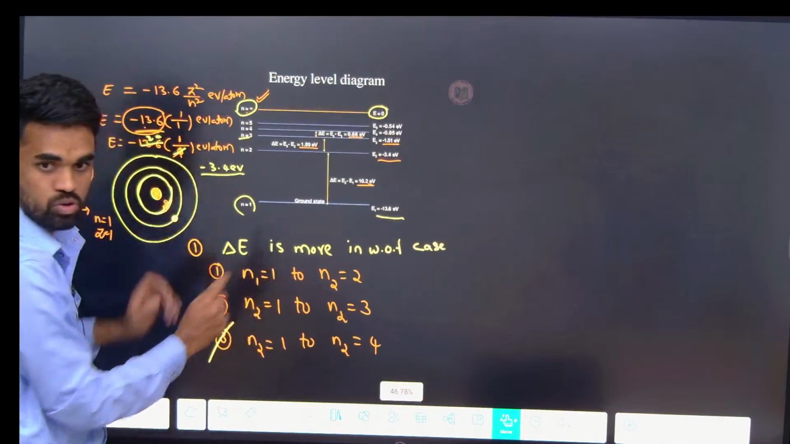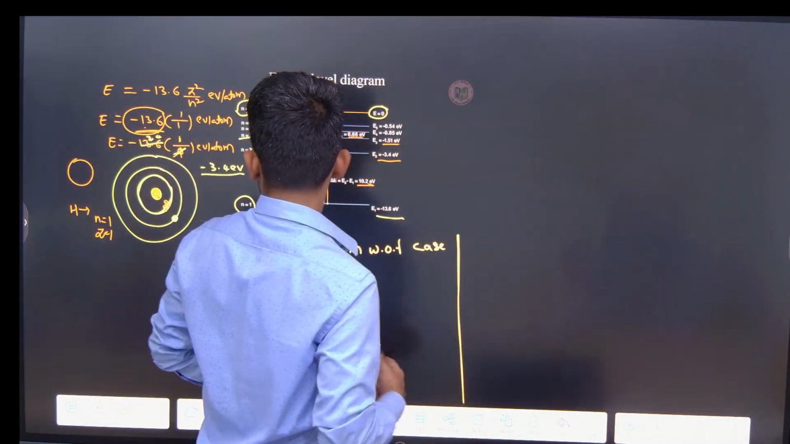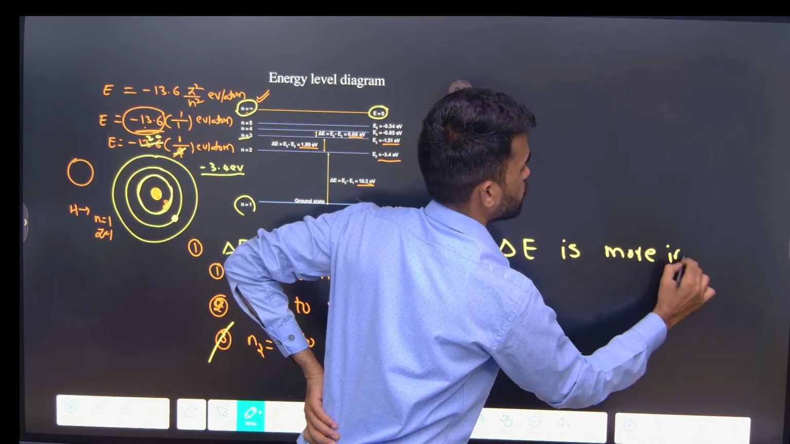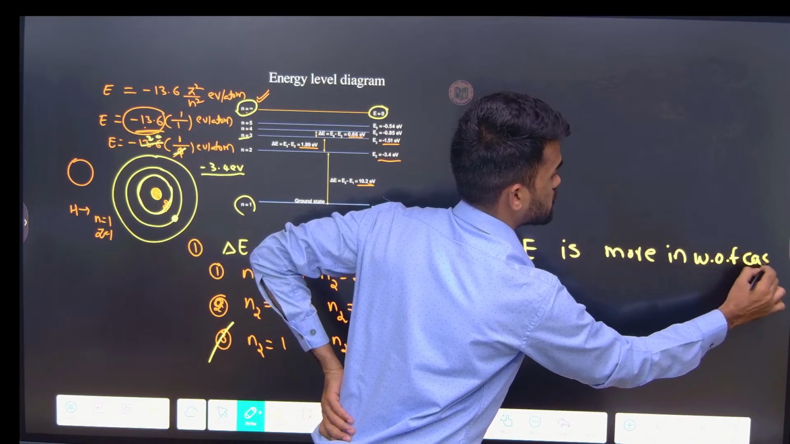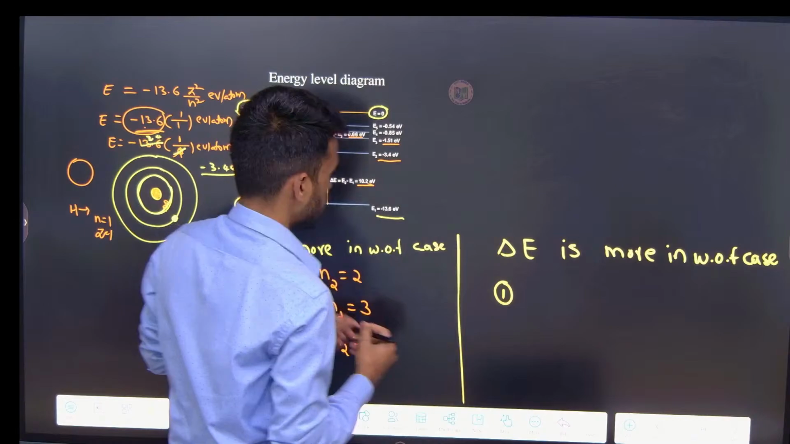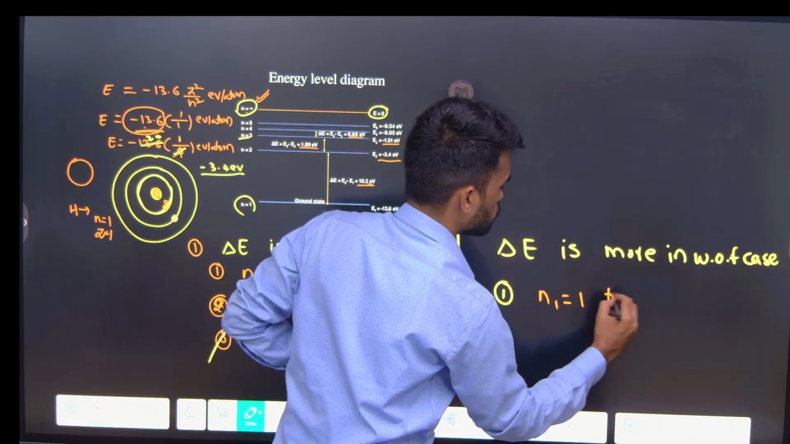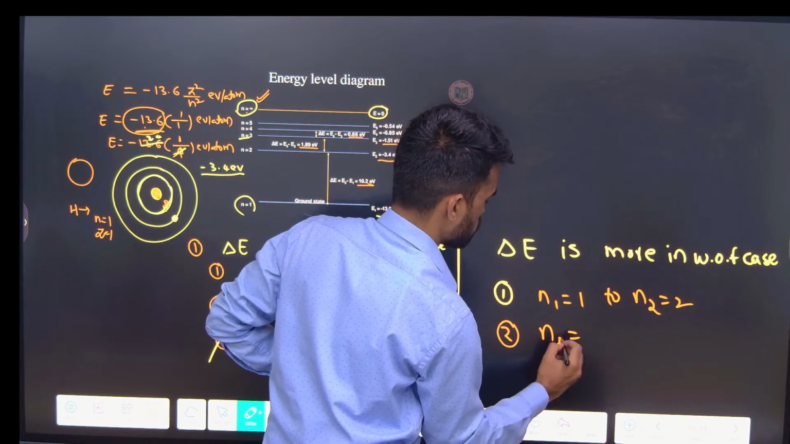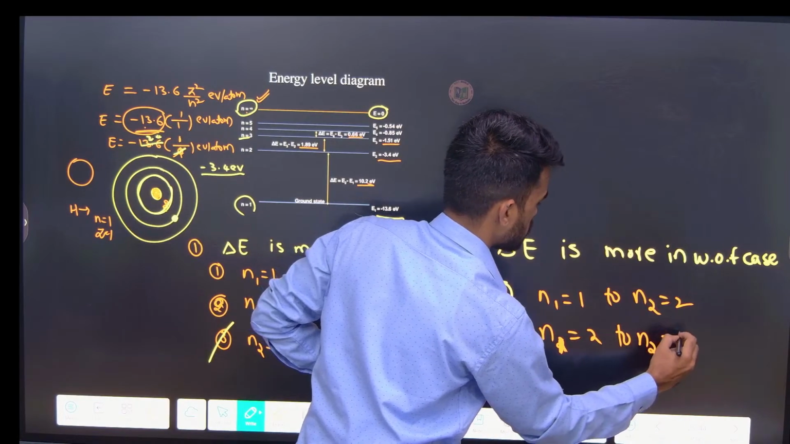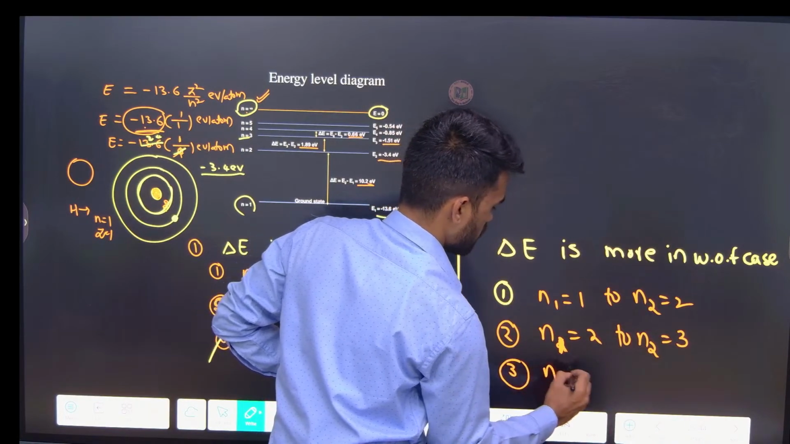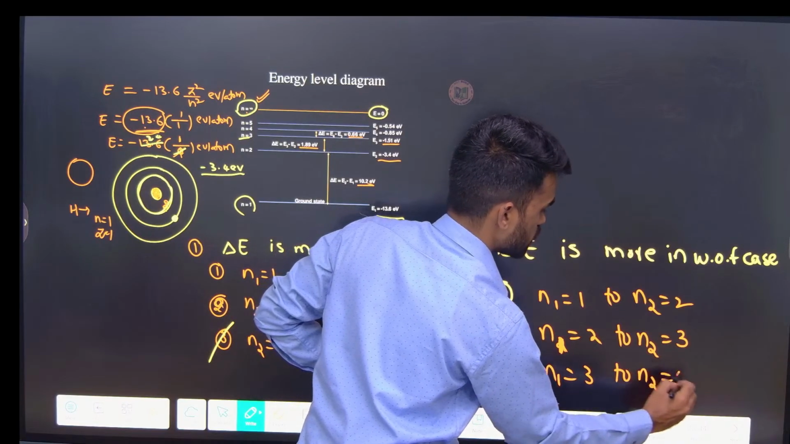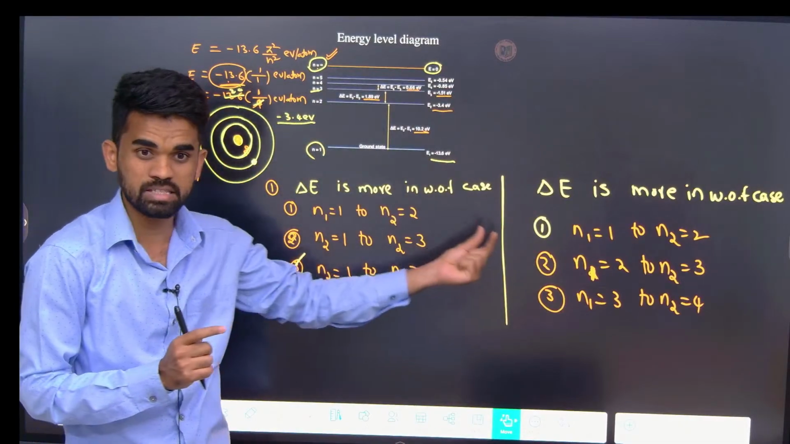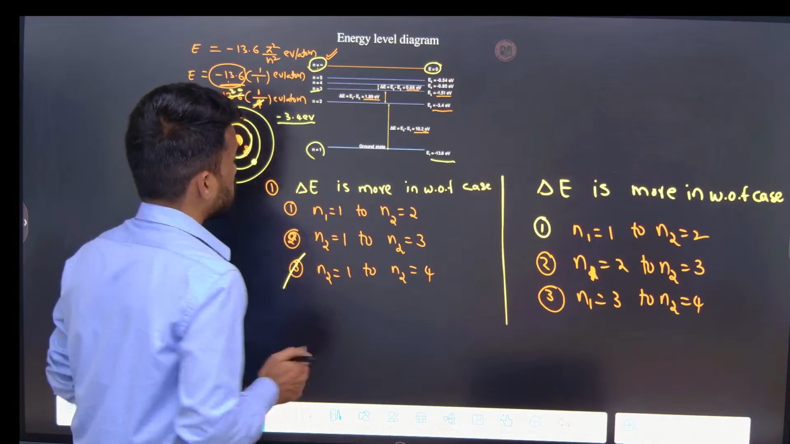This is one type of question, and the second type of question is: delta E is more in which of the following cases? The first one is between n1 equals 1 to 2, the second one n1 is 2, n2 is 3, and n1 is 3, n2 is 4. Yes, tell me from this. Do you see the difference? This is a different manner, this is again a different manner. See, where do we see the maximum difference?